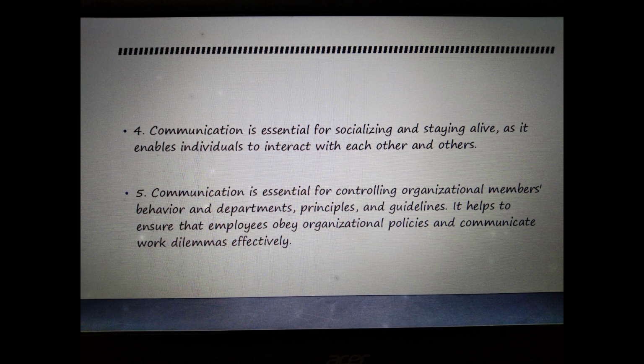It helps to ensure that employees obey organizational policies and communicate work dilemmas effectively. So those are the importance of communication in an organization. So that is very important when you are in an organization, to make individuals do better work in their designated areas or assigned tasks.